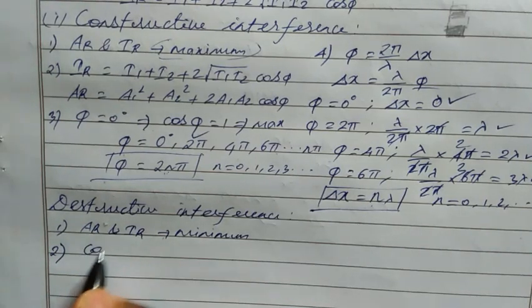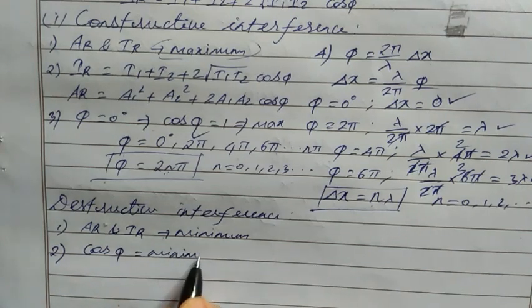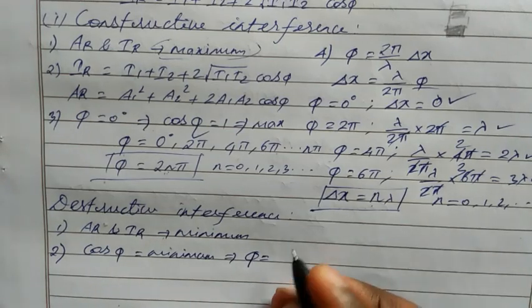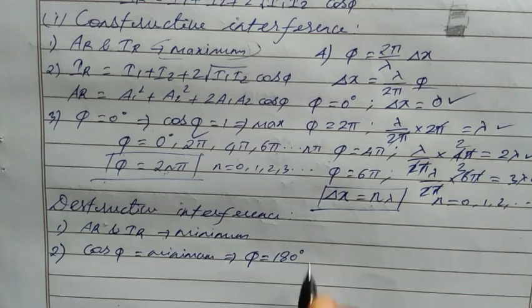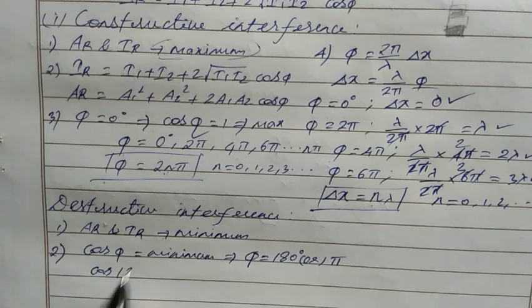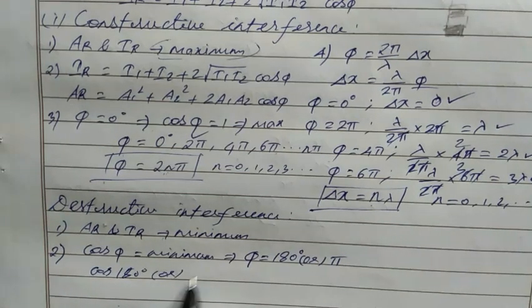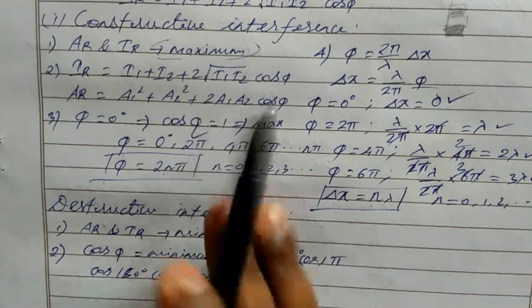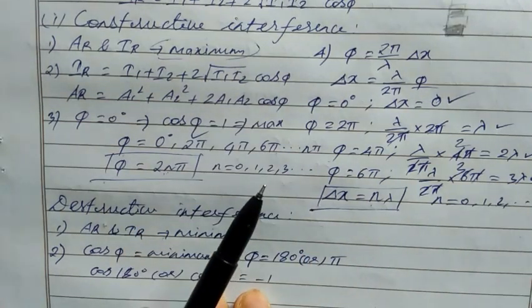So the cos phi is minimum, then phi is 180 degree, or we can say pi is 180 degree. So what's the value of cos pi or cos 180? Cos 180 degree or cos pi value is -1. So for cos theta, maximum value will be +1, minimum value will be -1.